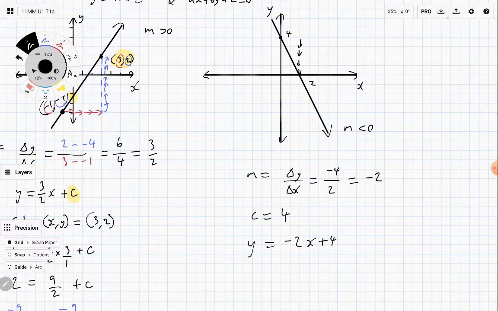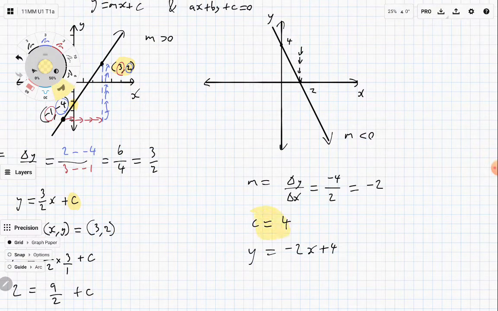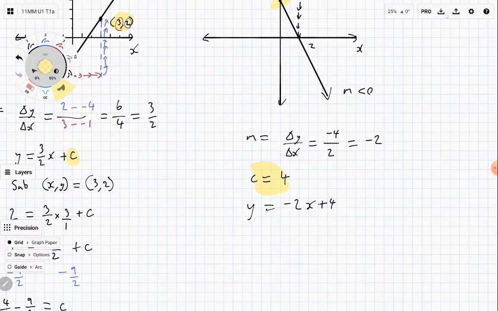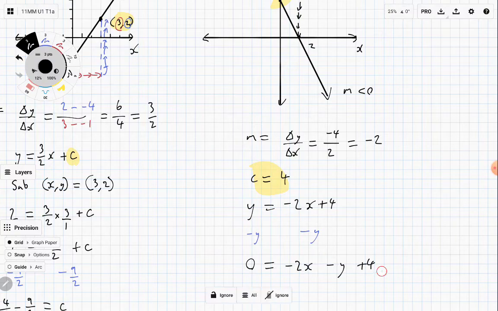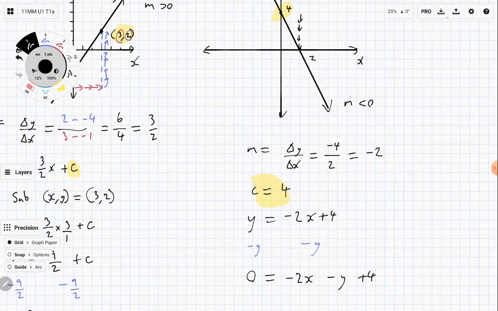Where am I getting the y is equal to 4? Well, remember, the y-intercept is c. So, since my y-intercept is 4, that's going to be my c value. I don't have to do any more working out. We can double check by working out the y-intercept, but you do not need to. And once again, let's rearrange this for the general form. So let's subtract y from both sides. And we are left with 0 is equal to negative 2x minus y plus 4. And we are finished.